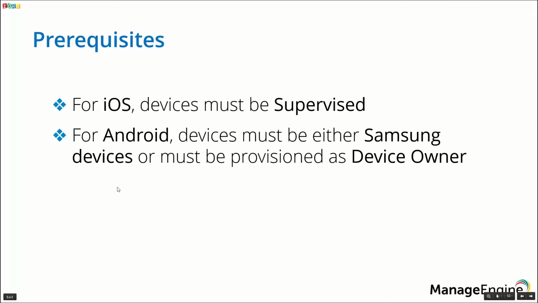As a prerequisite, for an iOS, the device should be supervised. Only for corporate devices, you can distribute the enterprise application or the IPA files. And when it comes to Android, the device must be Samsung. If not, it should be provisioned as a device owner, so that you can deploy the APK files remotely to all your devices.